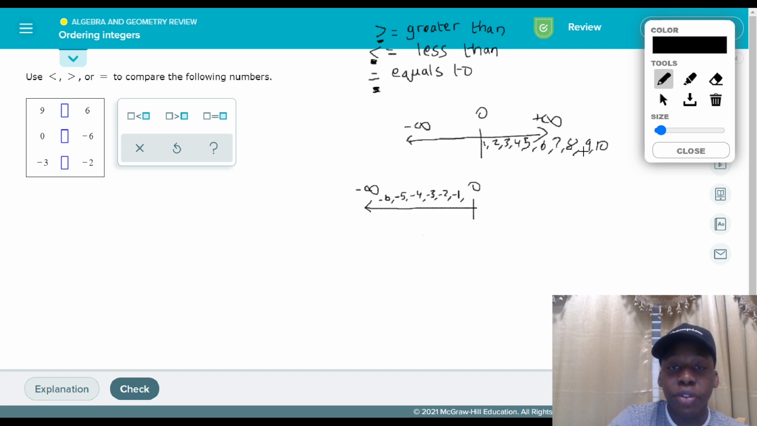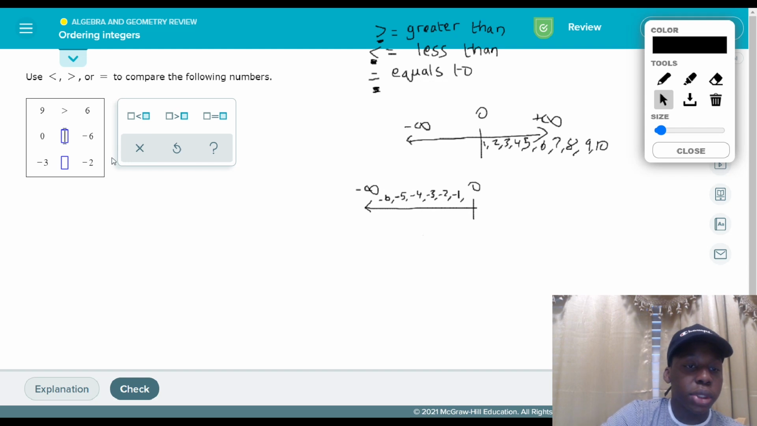Based on that observation, 9 should be bigger than 6 because it's closer to the right side, which is positive infinity. And so we know 9 is greater than 6.